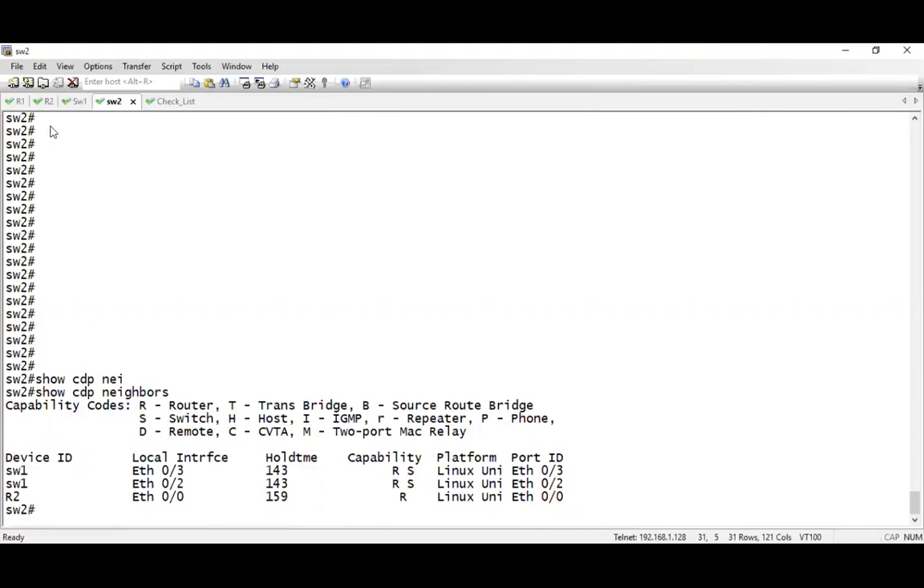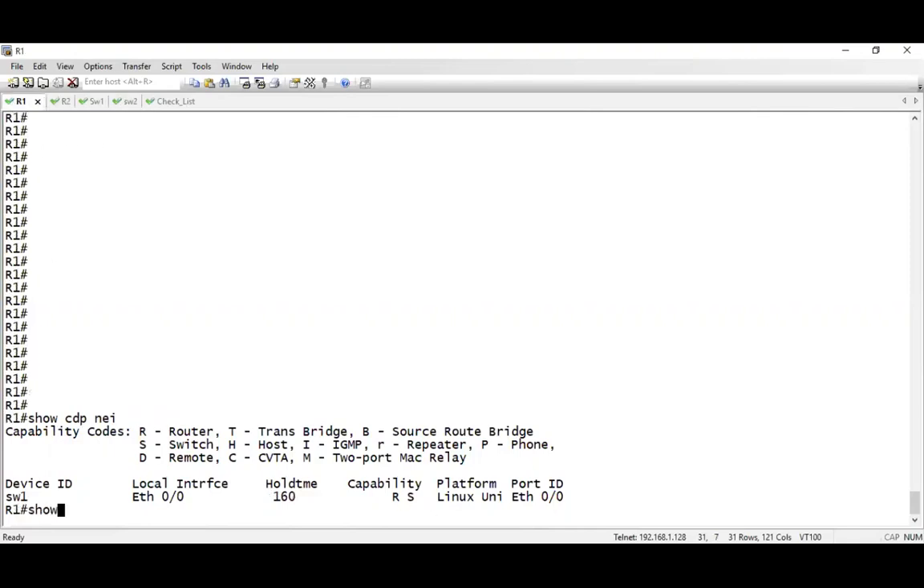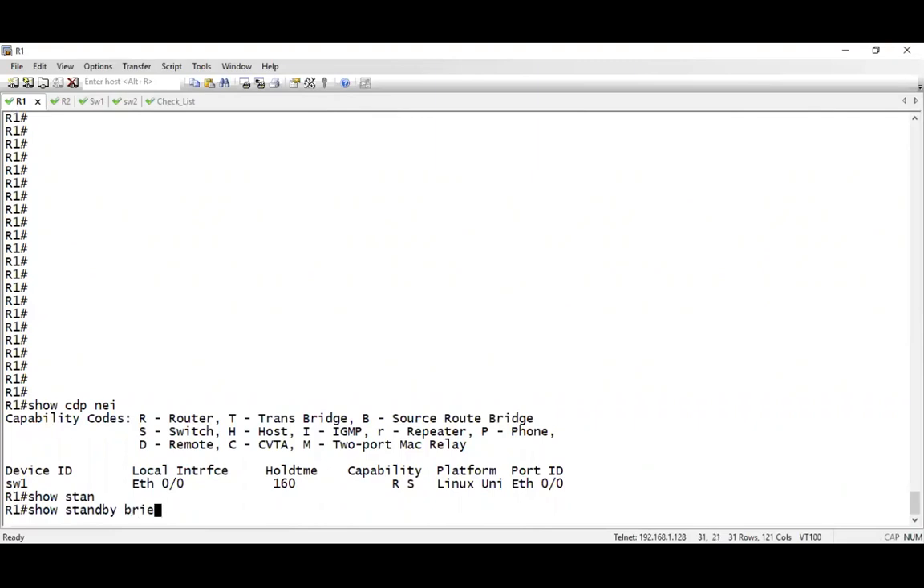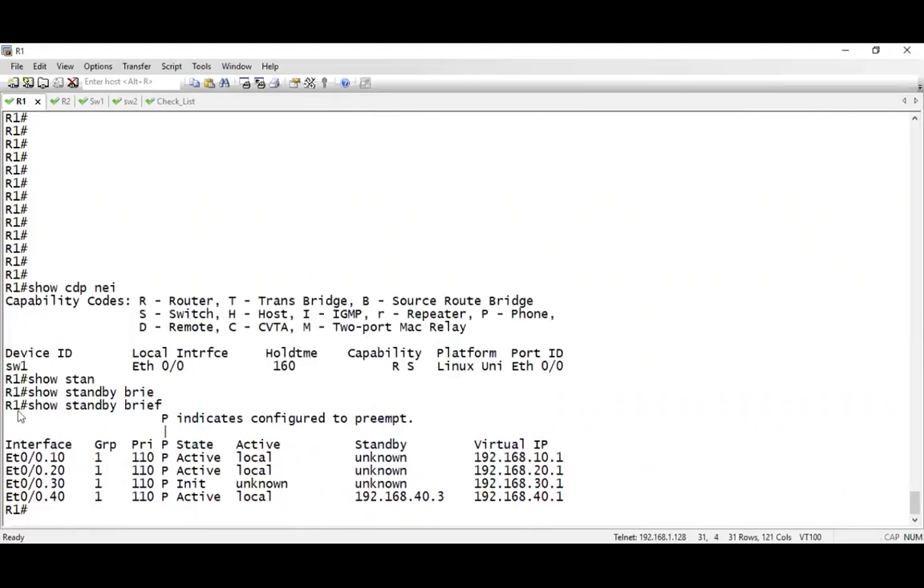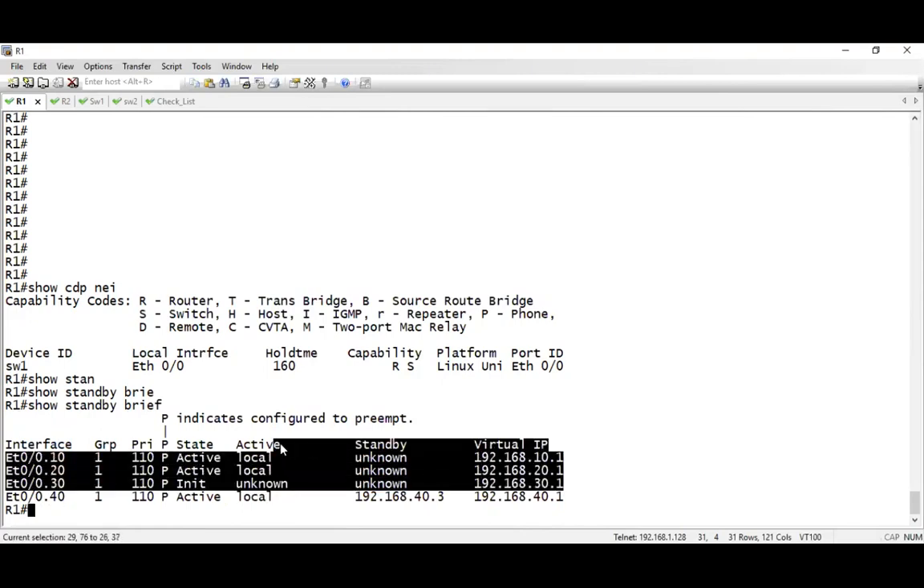Okay, so I'm starting with HSRP. Let's say I have configured 4 subinterfaces and I have configured HSRP for all subinterfaces. HSRP is working fine for Ethernet 0/0.40 as expected, but HSRP is not working as expected for the other 3 subinterfaces. So how will you start troubleshooting?